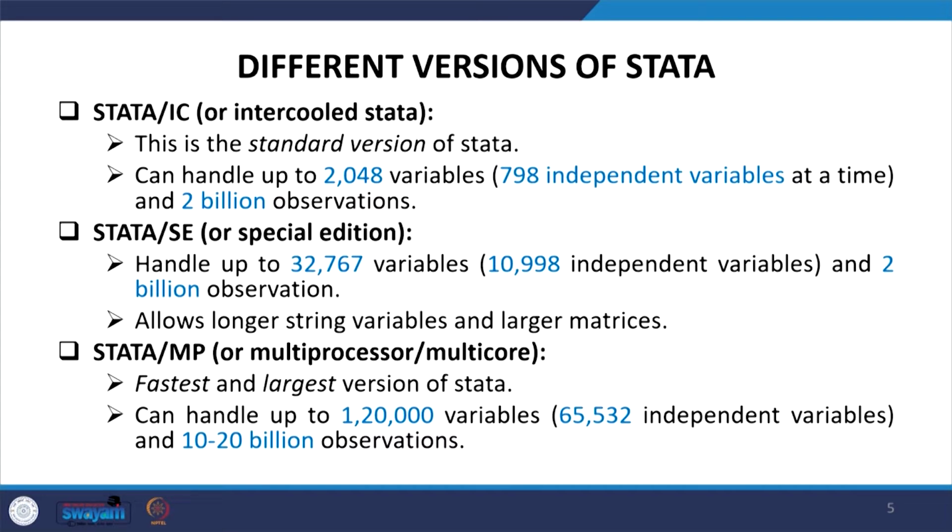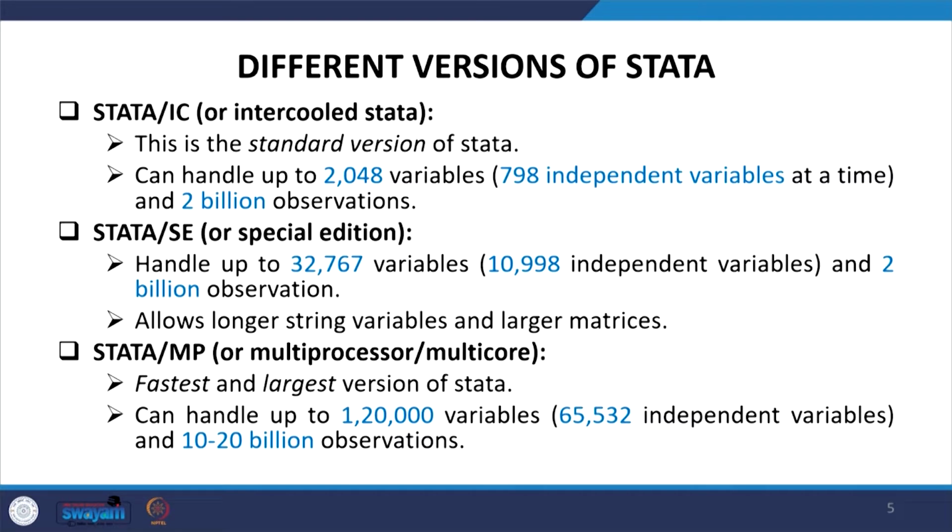STATA IC version, STATA SE version, and STATA MP version. There are majorly 3 versions we use. The IC version is also called Intercooled STATA. This is the standard version of STATA, and it can handle up to 2048 variables, of which 798 are independent variables at a time, and 2 billion observations.